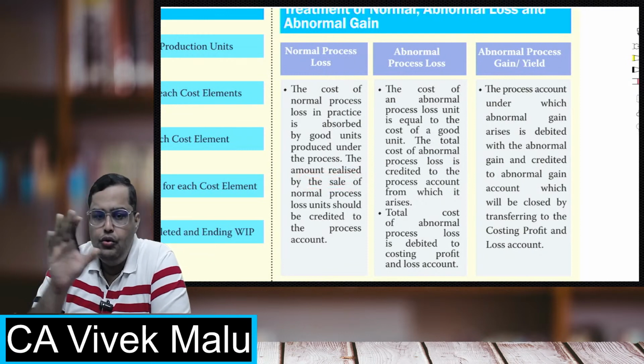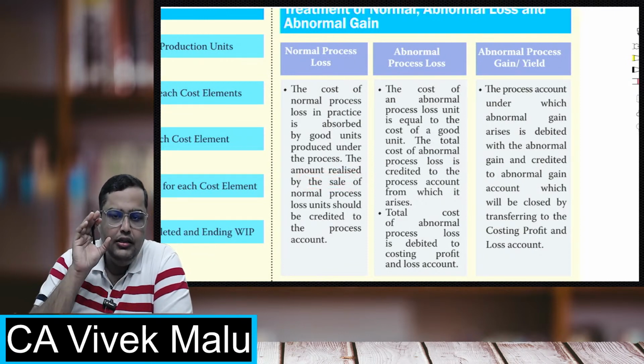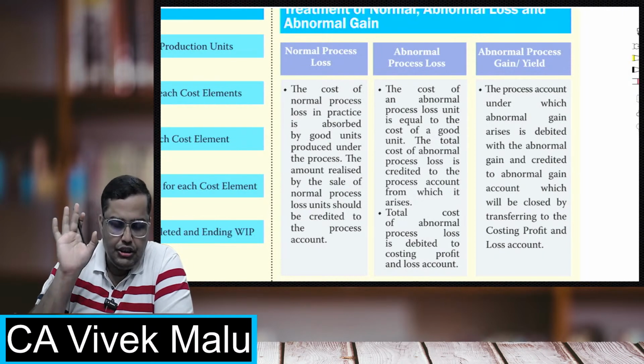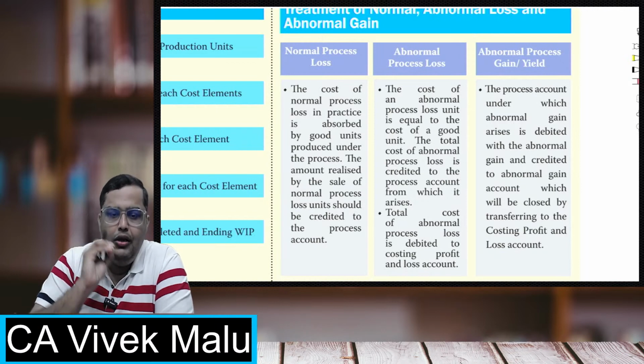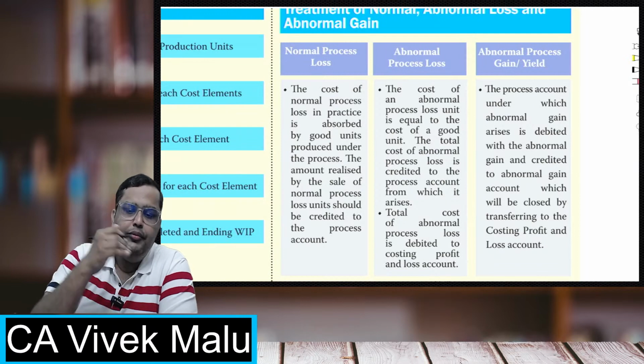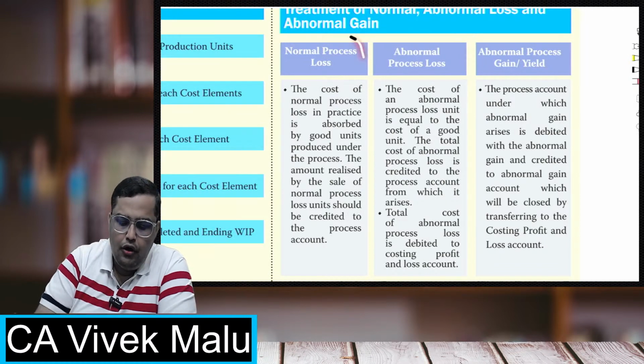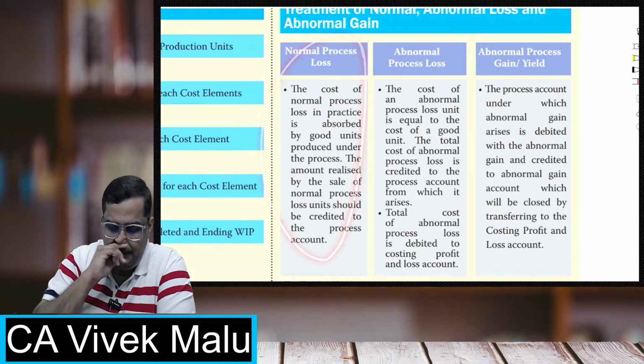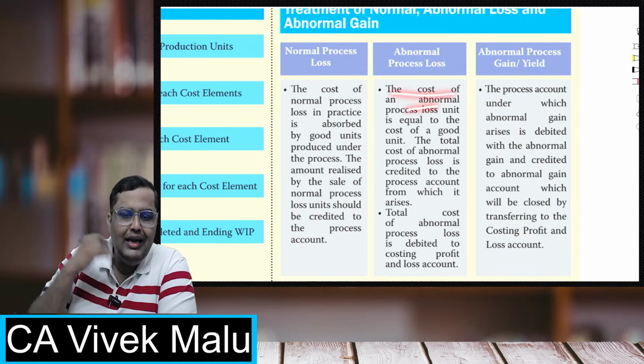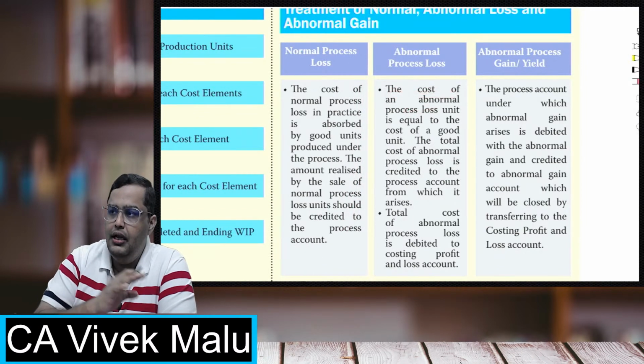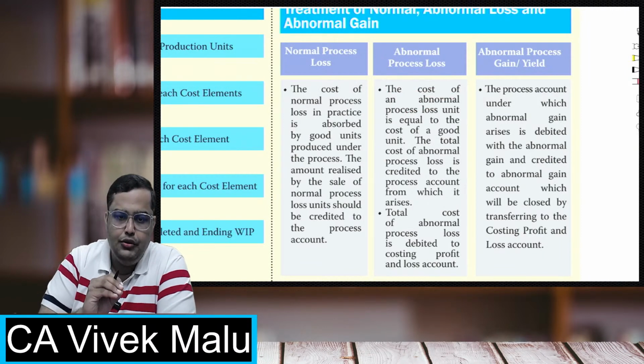But always remember the rule: if you realize anything by selling the normal loss, normal losses are to be valued at the NRV and they have to be reduced from the cost of production. That's a very simple rule. Normal losses, scraps basically are to be measured at NRV and reduced from the cost of production only for normal losses, not for abnormal losses. Abnormal loss is over and above normal loss. Suppose, for example, out of the input you were expecting that the loss will happen for 200 units, but the loss actually came to 250 units.